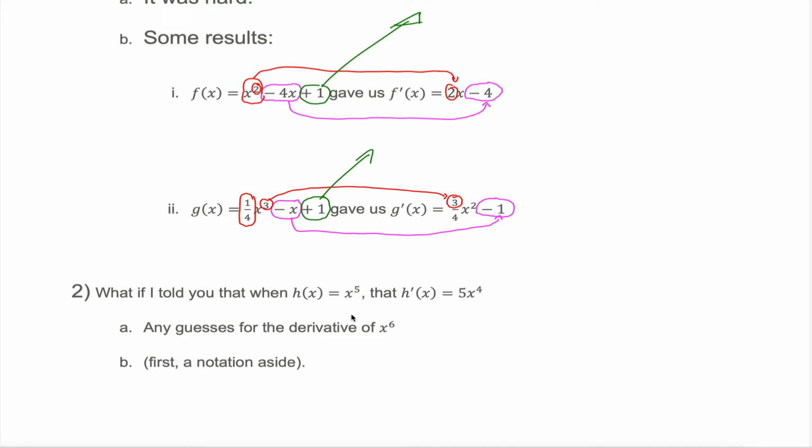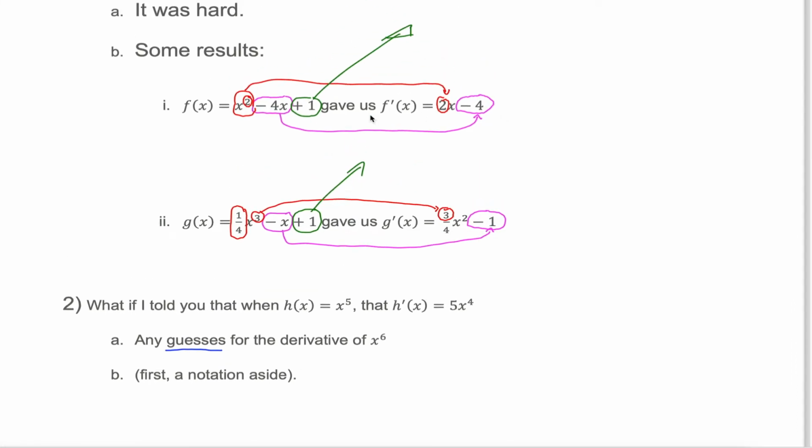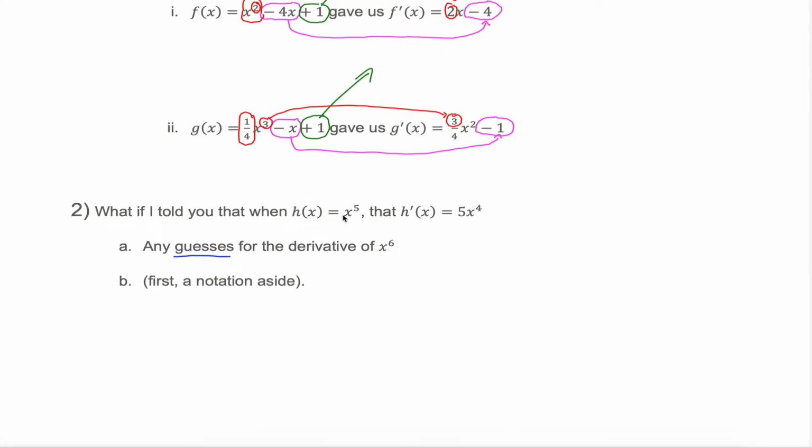If I told you that was true, and then I asked you what the derivative of x to the 6th power might be, and you're like, oh, really? You want me to set up a difference quotient? I was like, no. I don't want you to calculate this. I want you to guess at what you think the derivative of x to the 6th power might be, based on some results that we've come up with already, and this thing that I'm telling you to kind of trust me about, that the derivative of x to the 5th is 5x to the 4th.